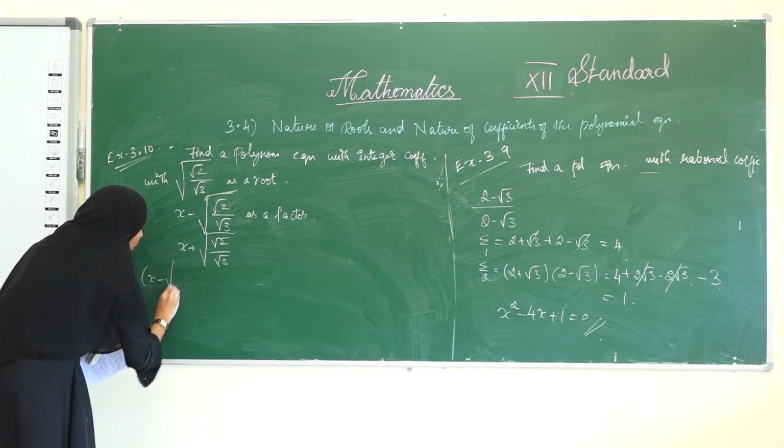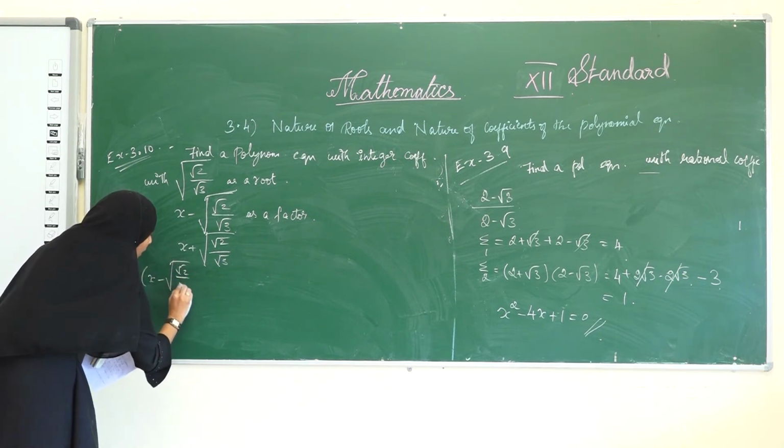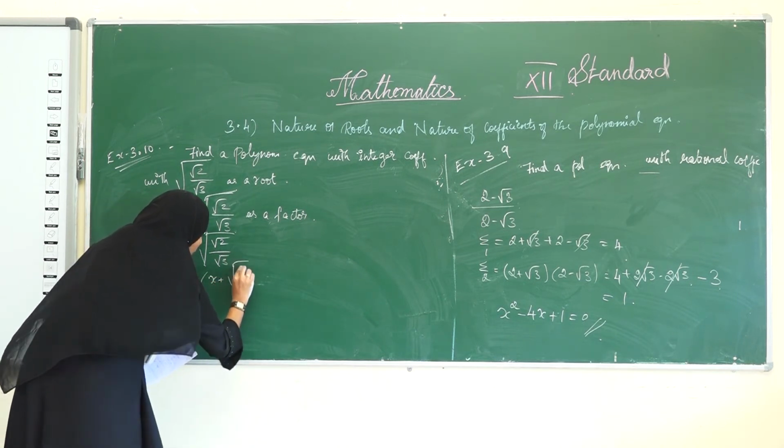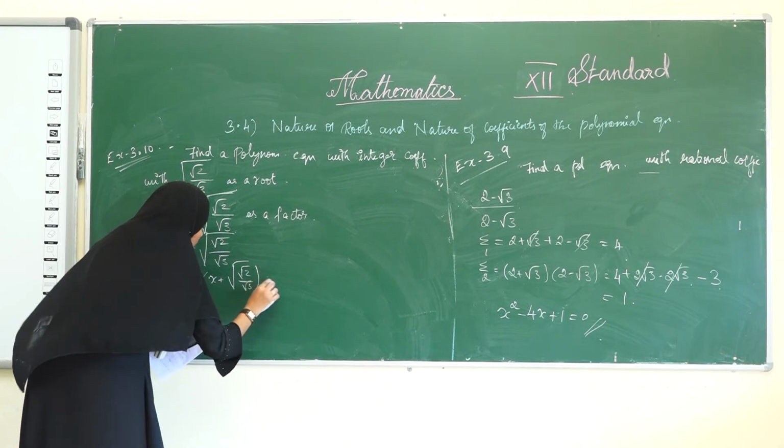x minus root of root 2 divided by root 3 into x plus root of root 2 divided by root 3.